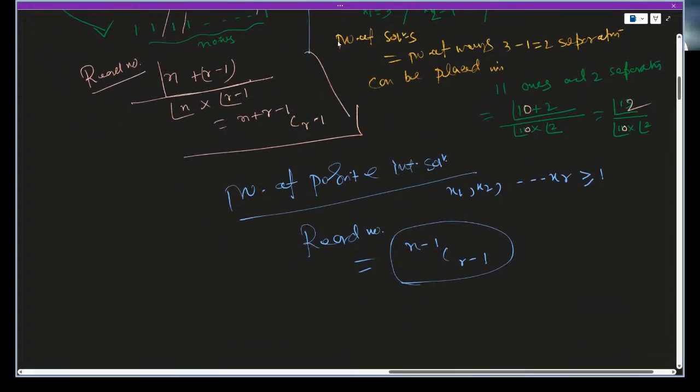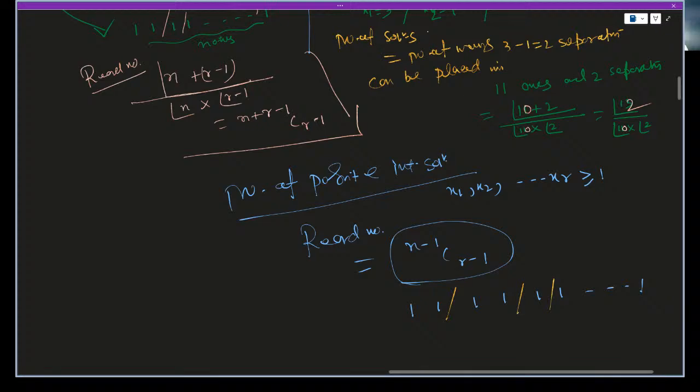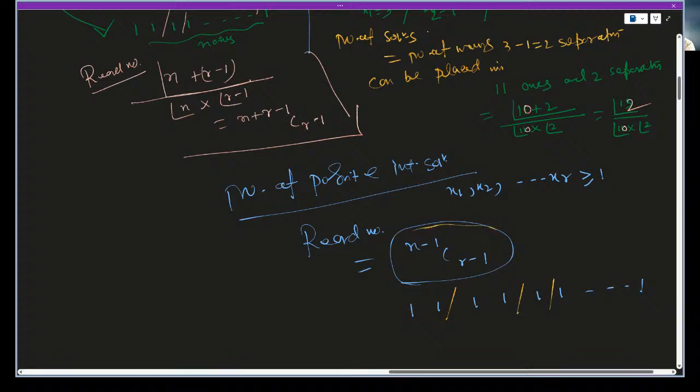Because this is very easy. Separators remain r minus 1. But n ones are there. And you cannot keep a separator here, then x1, x2 will be 0. So separators you have to keep in these gaps only. Then x1 will be 2, x2 will be 2, like that, x3 1, xn like that. Okay? The formula is this, for x1, x2, xr greater than or equal to 1.